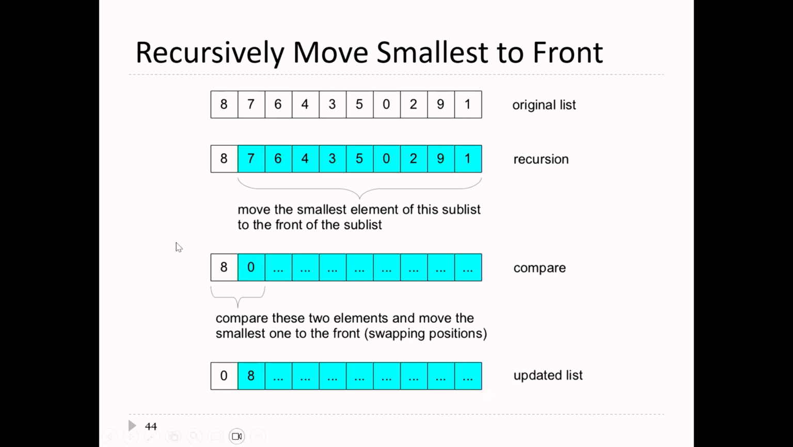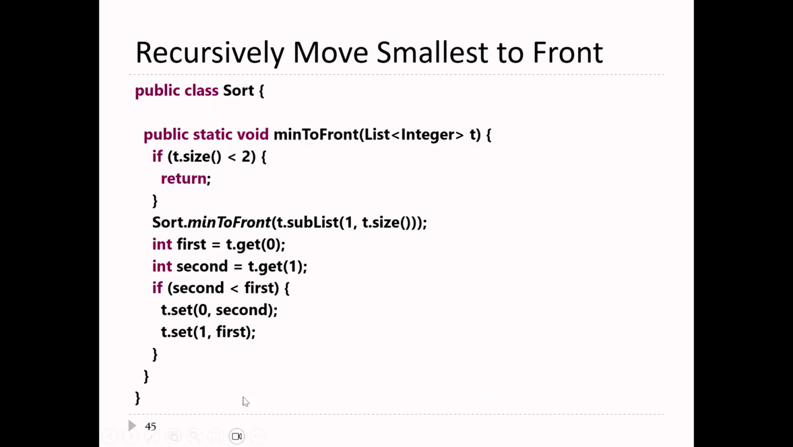What's the smallest value in the list? Well, it's either the 8 or the 0. It's the one that I ignored at the beginning, or it's the smallest element in the rest of the list. So I just compare them. If the element at the front of the blue list is smaller, I just switch these two elements. And now the smallest element is at the front of the list. And so that's your recursive method: recursively find the smallest element in the rest of the list, compare the first two elements in the lists, swap them if necessary. And so there's the recursive version of min to front.